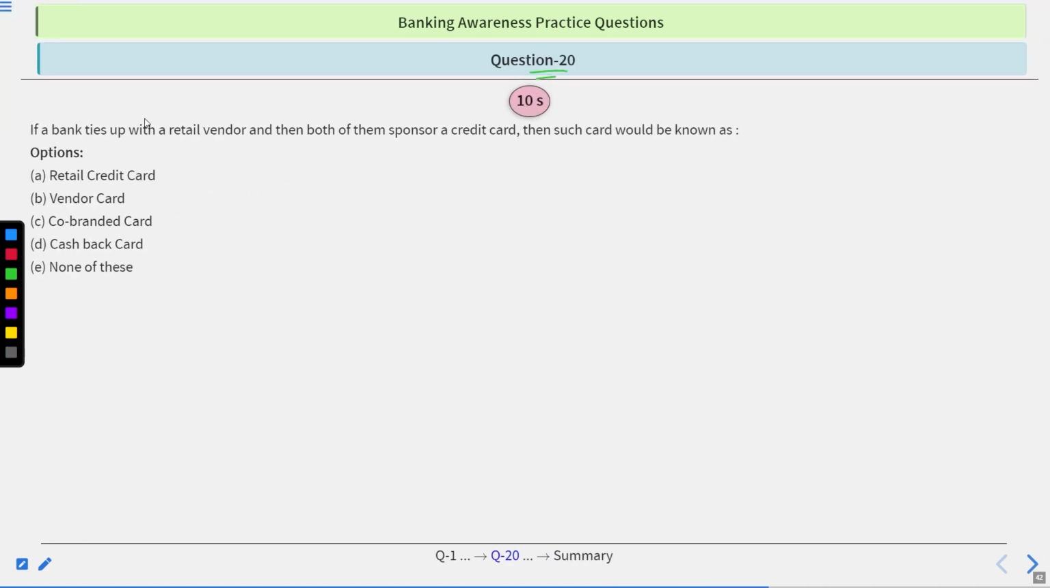Question number 20. If a bank ties up with a retail vendor and then both of them sponsor a credit card, such a card would be known as: retail credit card, vendor credit card, co-branded card, cashback card, none of these. 10 seconds to answer, then I will give you the answer. Time starts now.